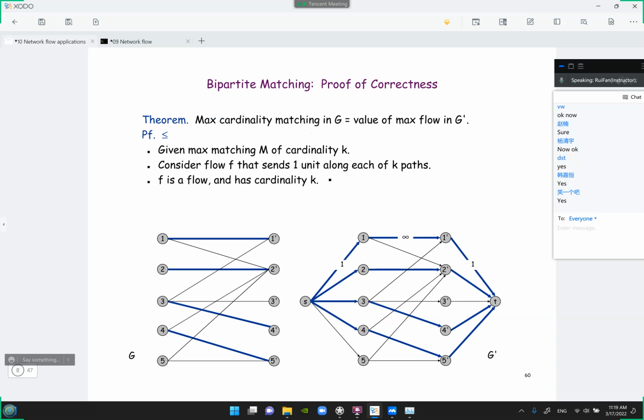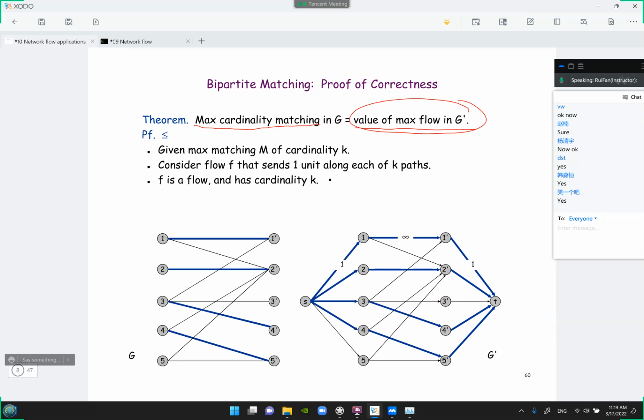Now we have this claim: if you're trying to find the maximum size matching in G, the original graph, then this is going to be equal to the value of a maximum flow in the new graph G prime. Therefore, since we know how to find a max flow in G prime, we can use that to find a max matching in G.